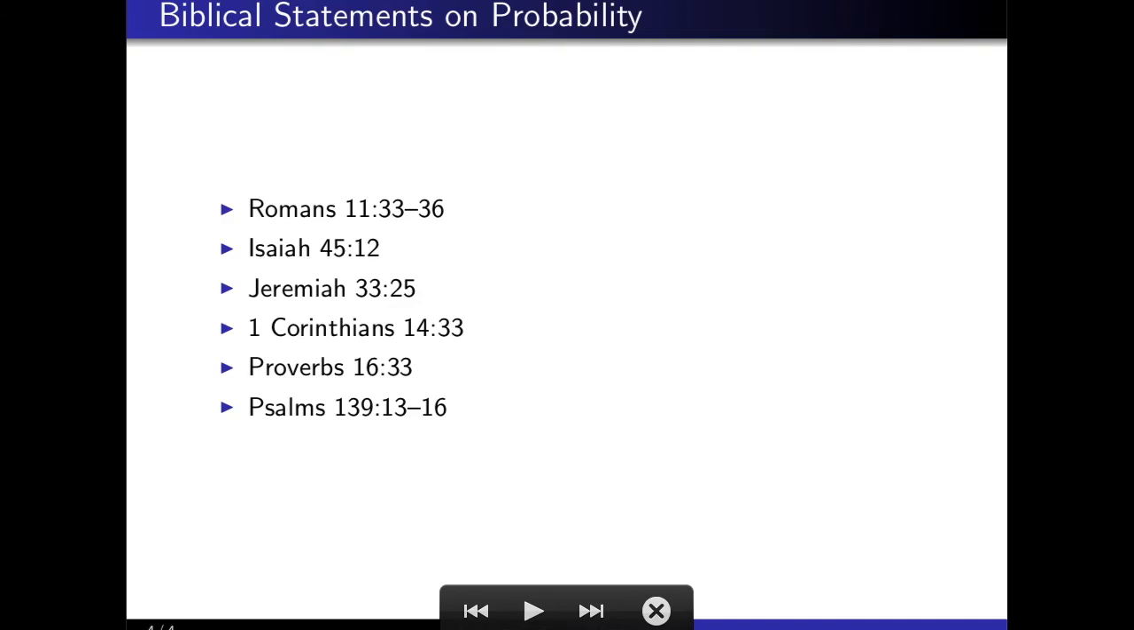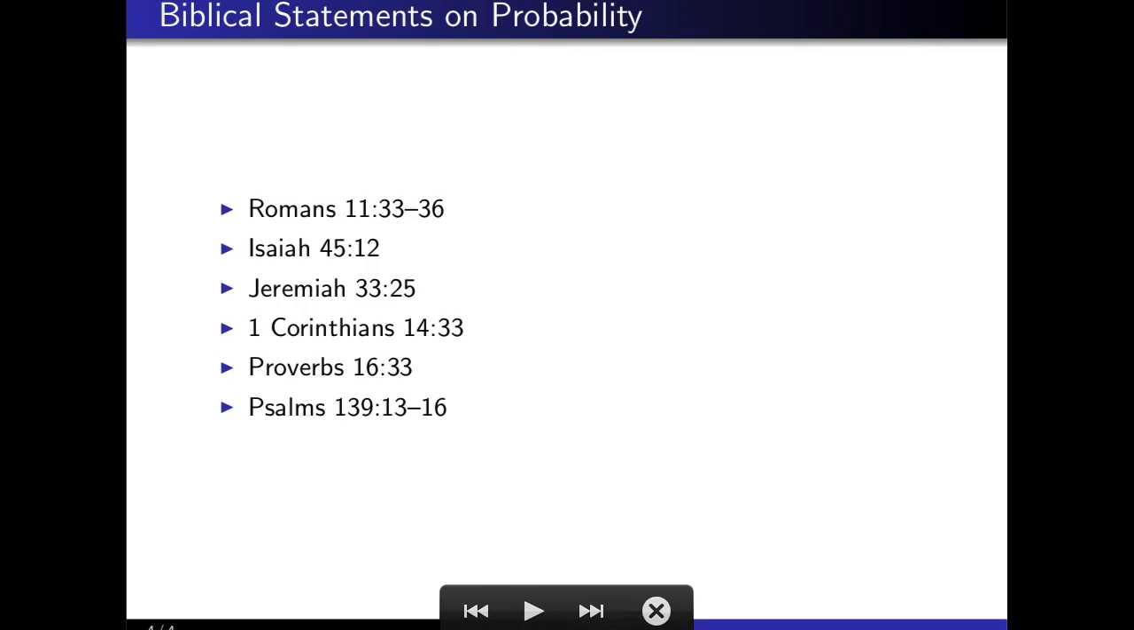Okay, and then the last one. So Psalm 139, verses 13 through 16. For you formed my inward parts, you knitted me together in my mother's womb. I praise you and am fearfully and wonderfully made. Wonderful are your works, my soul knows it well. My frame was not hidden from you when I was being made in secret, intricately woven in the depths of the earth. Your eyes saw my unformed substance. In your book were written every one of them, the days that were formed for me, when as yet there was none of them.